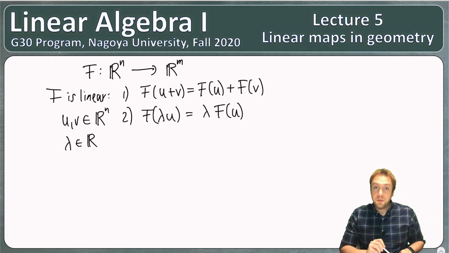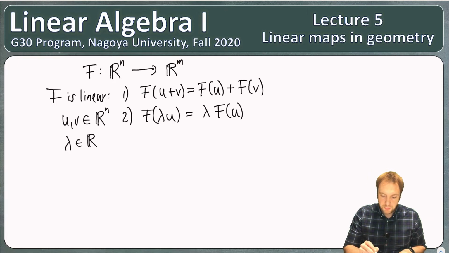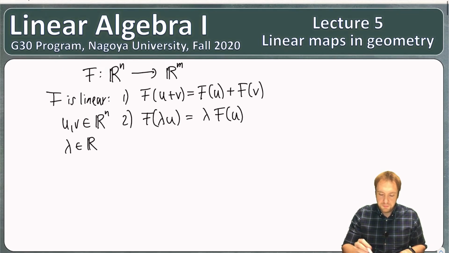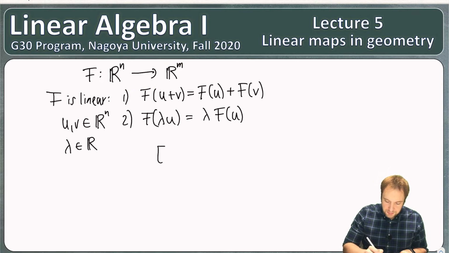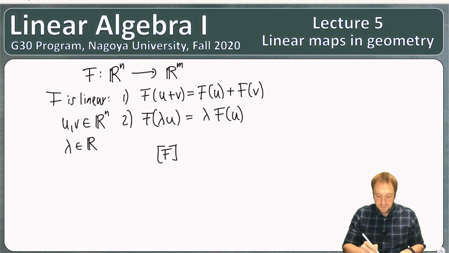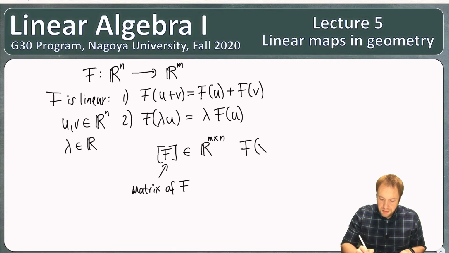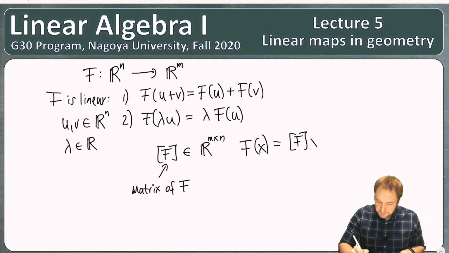And we saw a few examples of linear maps last time, and we also saw that any linear map can be described by multiplying with a matrix. So in other words, if I have a linear map f, then I can always find a matrix, which we denoted by these square brackets of f. So this is the matrix of f. And this was an m by n matrix with the property that the value of f of x is exactly given by multiplying with this matrix.